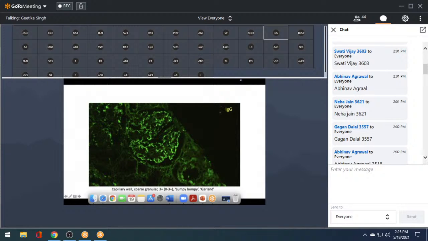So I'm showing you the relevant antibody. I have a FITC IgG, and I can see this glomerulus, and you can see very nicely a predominantly capillary wall, coarse, granular, lumpy bumpy pattern. If I had to semi-quantitate this, I'd say a good 3+. I could also call this a garland pattern, and this would be consistent with post-streptococcal glomerulonephritis. So I think I only have the IgG, a very good IgG.